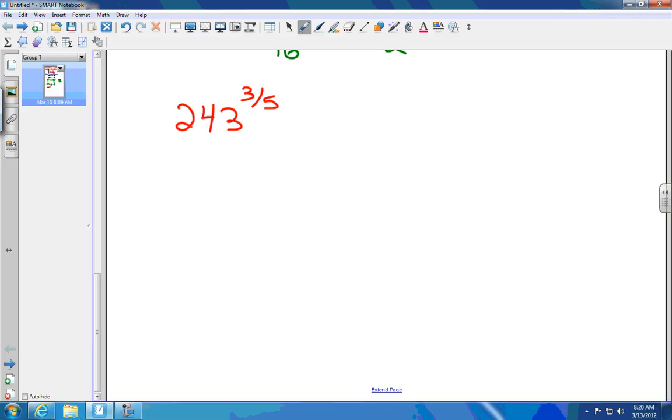Again, you can type that in your calculator just like that, or you could do the 5th root of 243 to the 3rd. Either way, doesn't matter to me. What do you get? 27.